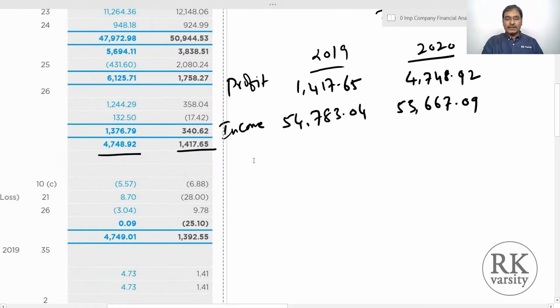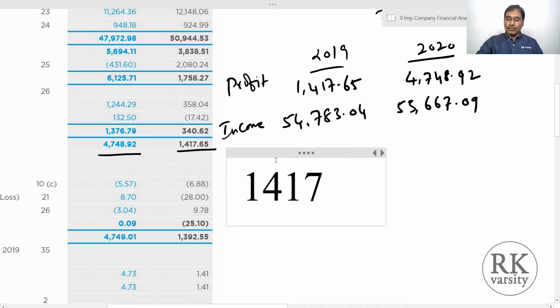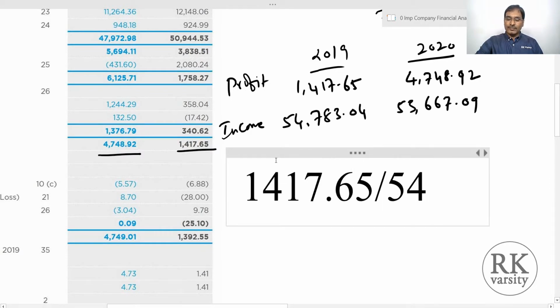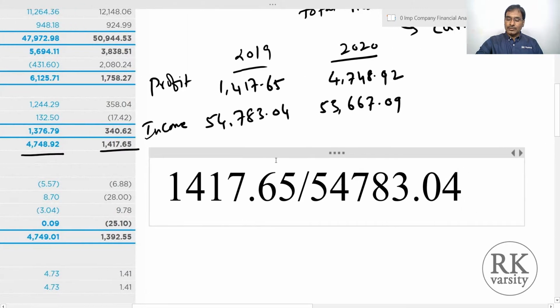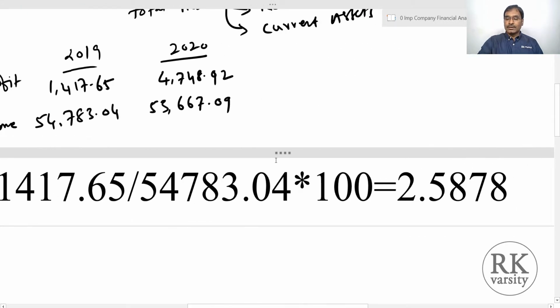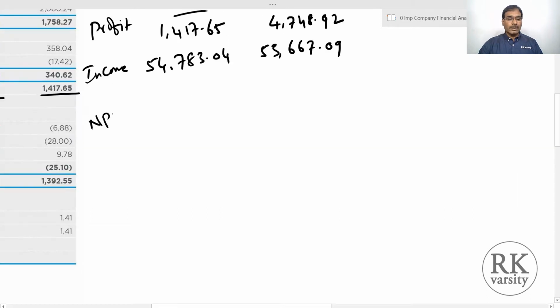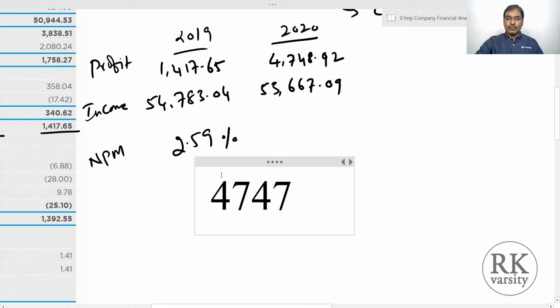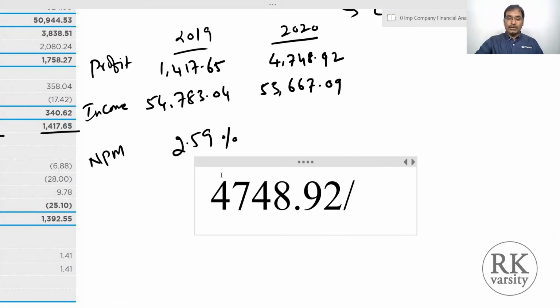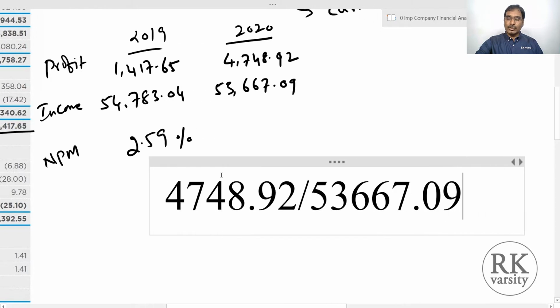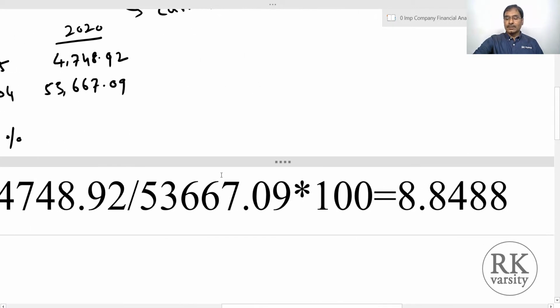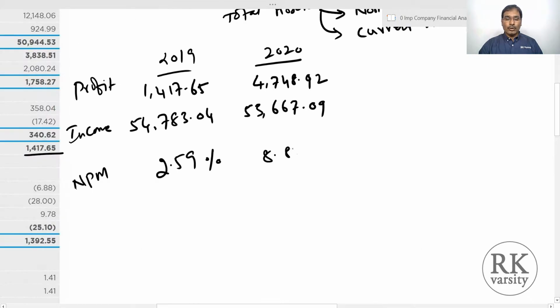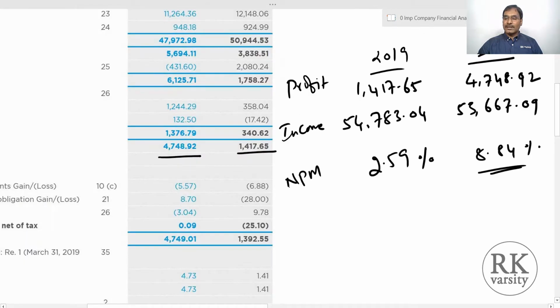So first we calculate the margin for 2019: 1417.65 upon 54,783.04 into 100. So this is 2.59% net profit margin in 2019, and for 2020, 4748.92 upon 53,667.09 into 100. So this is 8.84. 8.84% is the net profit margin for the financial year 2020.